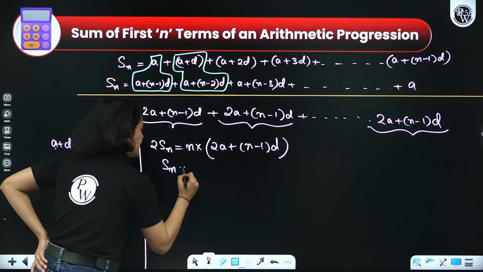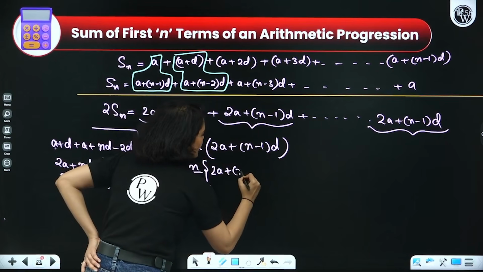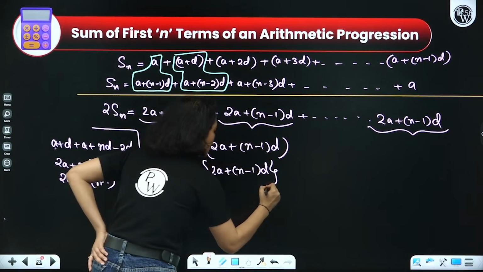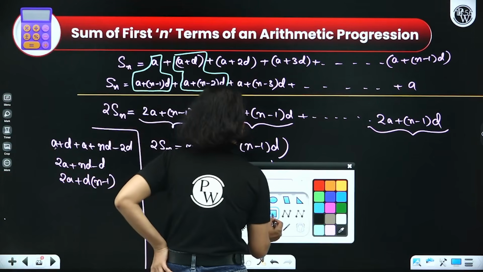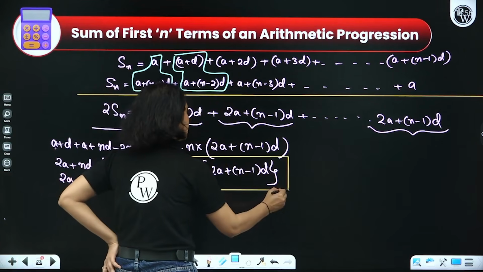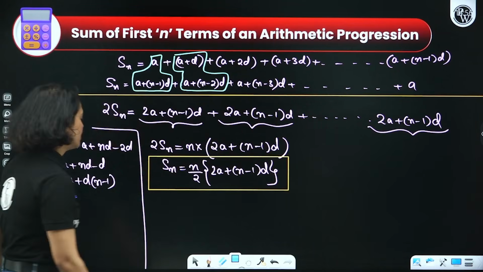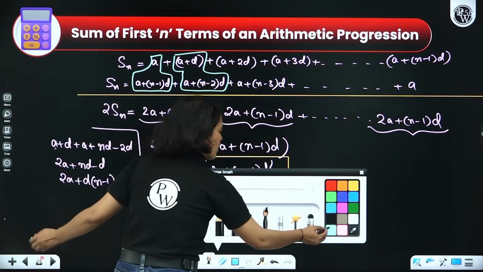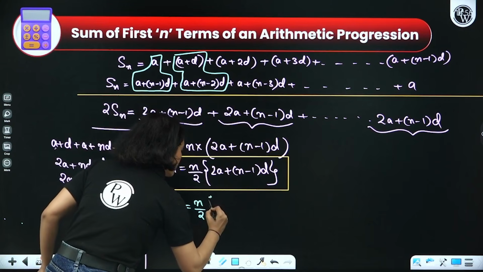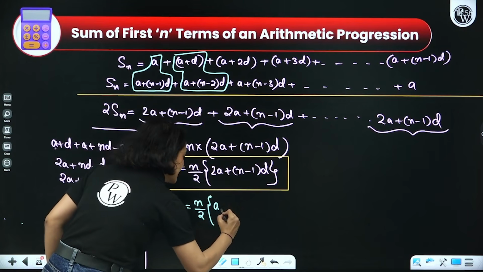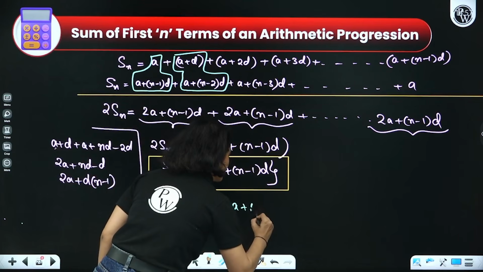So Sn became n over 2, then in this bracket, 2a plus (n minus 1)d. This here is the formula for the sum of n terms of an AP. Please mug up this formula, guys. Very simple, very easy and super duper important. Chalo. Now, we can further rewrite this formula like this also. Sn is equal to n by 2. Now, if I break this 2a like this, a plus a, I have broken down 2a as a plus a. So, a plus (n minus 1)d.